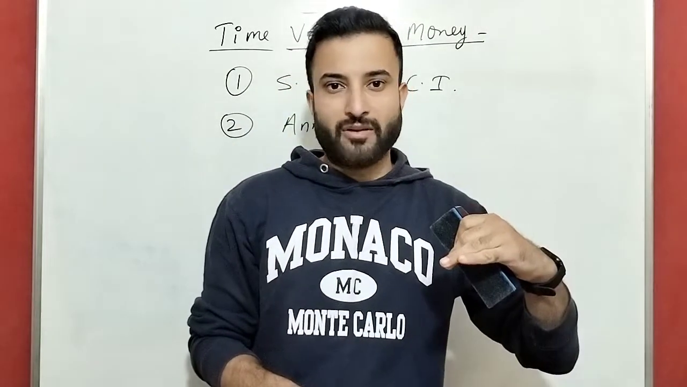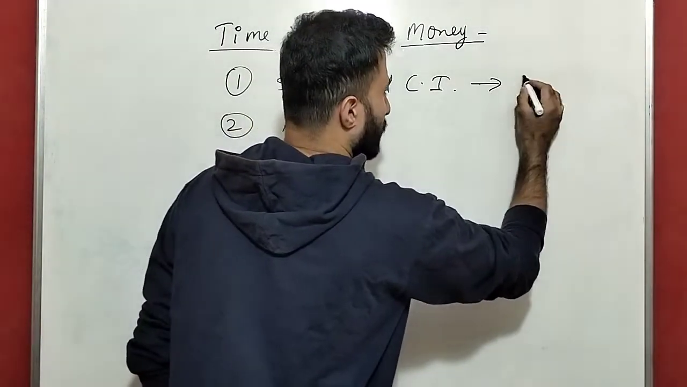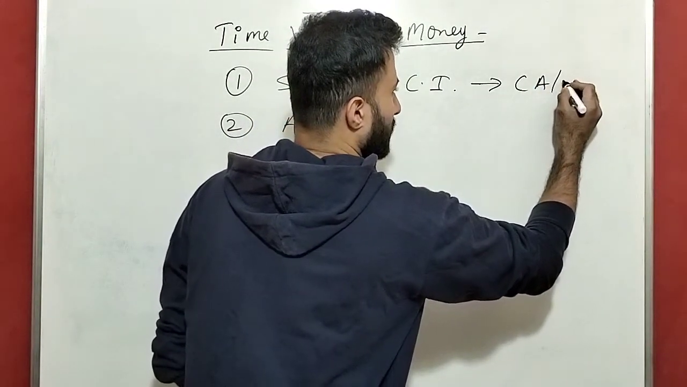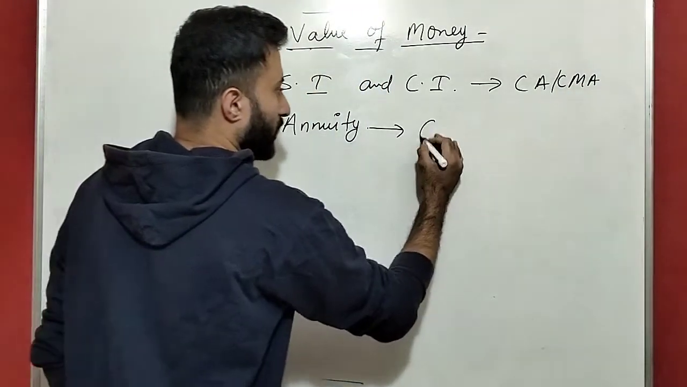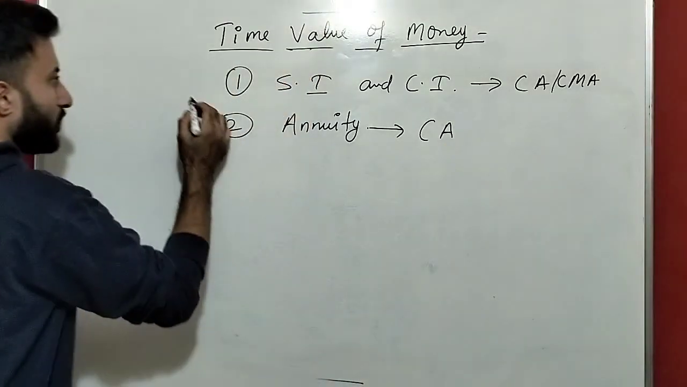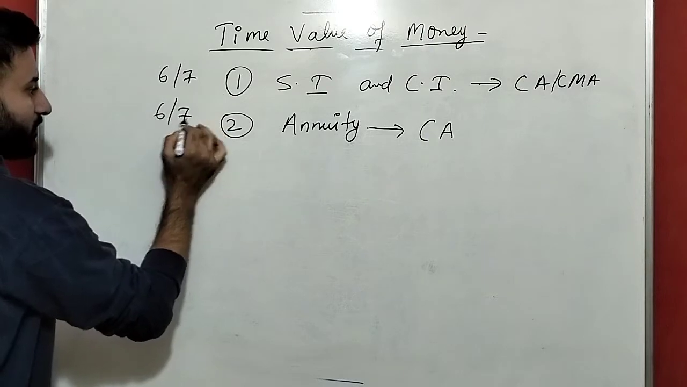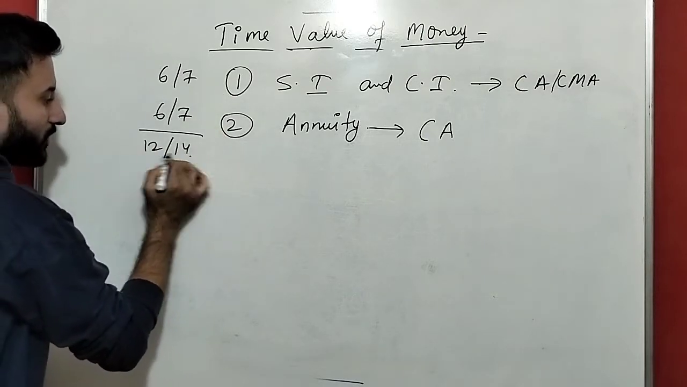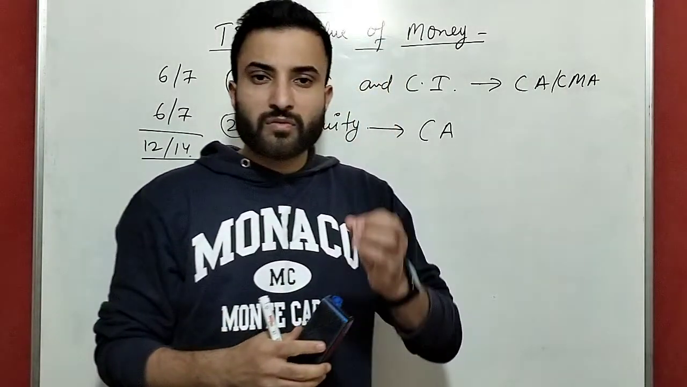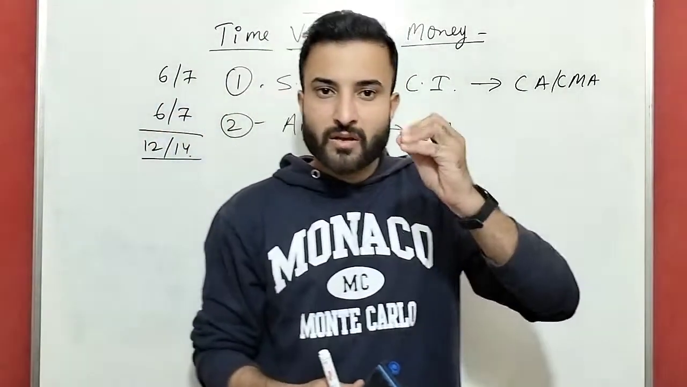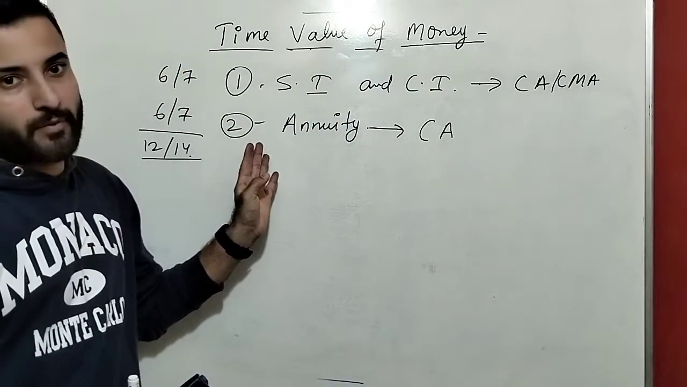Next chapter, annuity. Simple interest and compound interest are for both CA and CMA, but annuity is only for CA students. For CA students, this chapter consists of 6 or 7 marks, so 12 to 14 marks across these two chapters. And 90 to 95% of students will get trouble in this chapter.